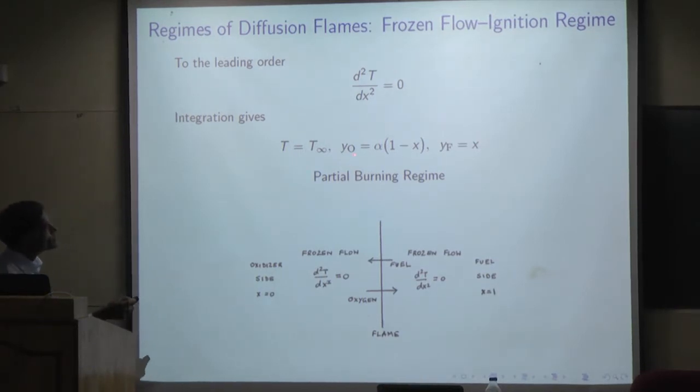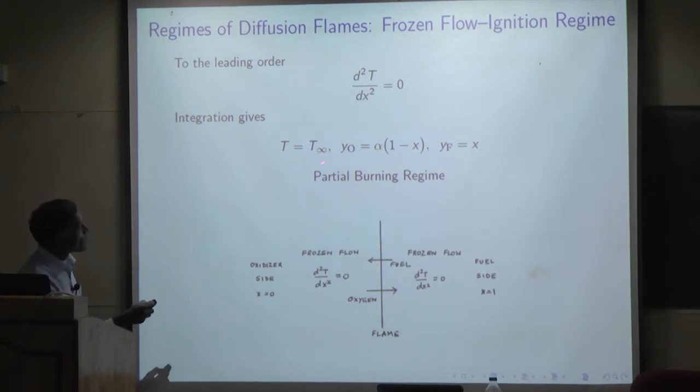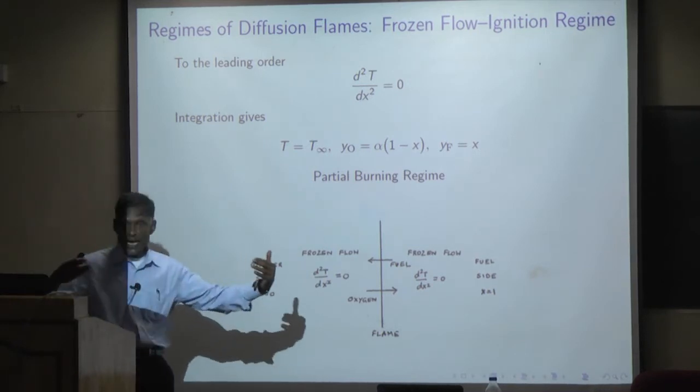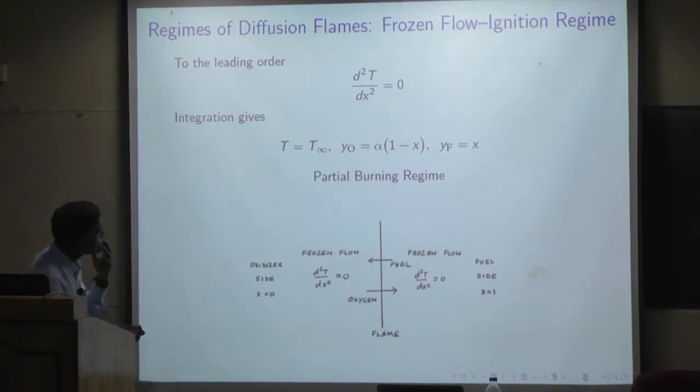There's another regime. This particular regime is important for analyzing auto ignition. In auto ignition, as you know, the reaction zones are frozen everywhere, and suddenly it ignites. Now, there's another regime called the partial burning regime. In the partial burning regime, there's frozen flow on either side, and there is a thin reaction zone.